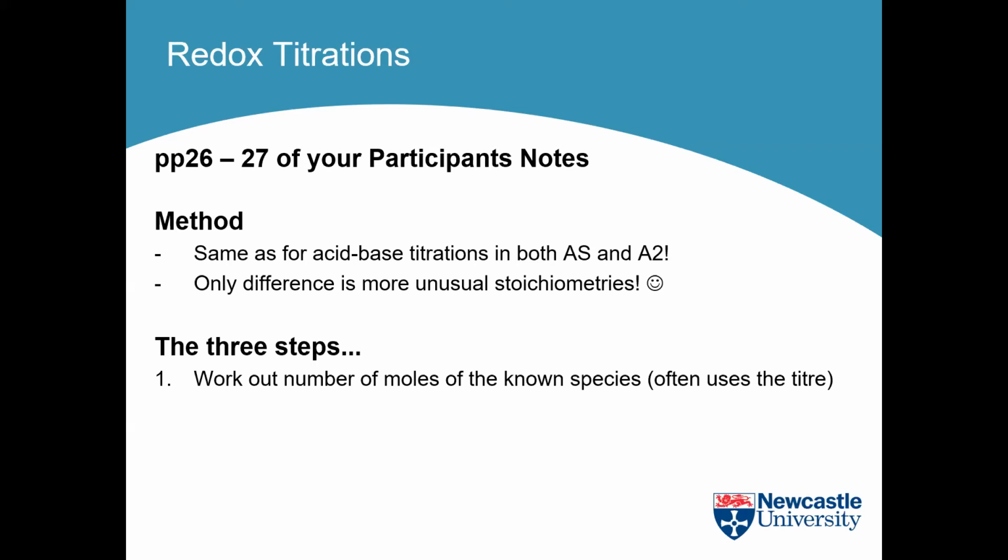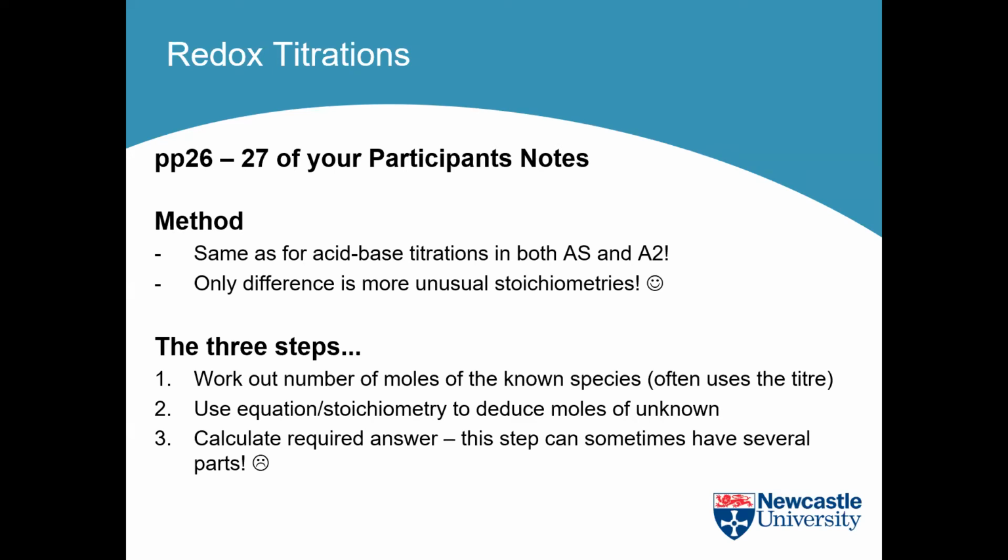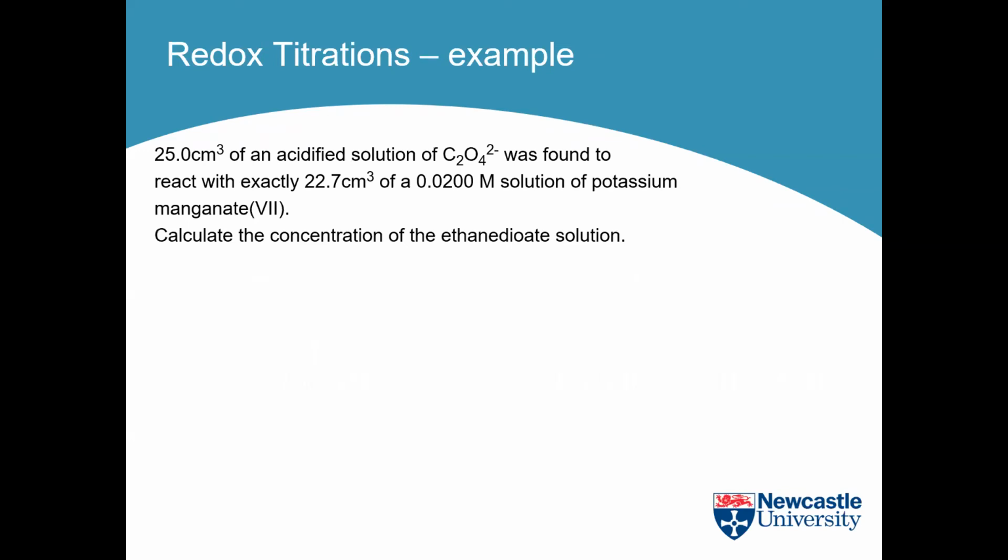Three steps. Step 1, work out the moles of the one you know. That usually uses a titre. Step 2, use the equation, which you're always supplied with, to work out the moles of the other one it's reacting with. Step 3, turn that into the required answer. That step 3 can sometimes be just one step, or it might involve two or three steps, depending on what you're actually doing.